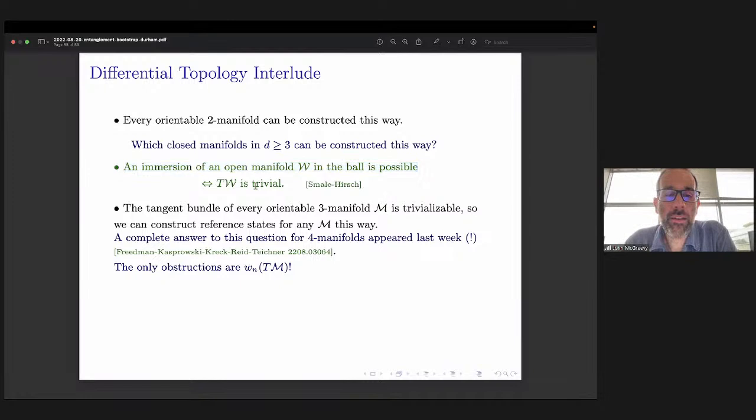In fact, it goes the other way. If the tangent bundle is trivial, it's possible to make an immersion. And in fact, the tangent bundle of every orientable three manifold is trivializable. And so we can construct in this way a reference state on an arbitrary orientable three manifold.